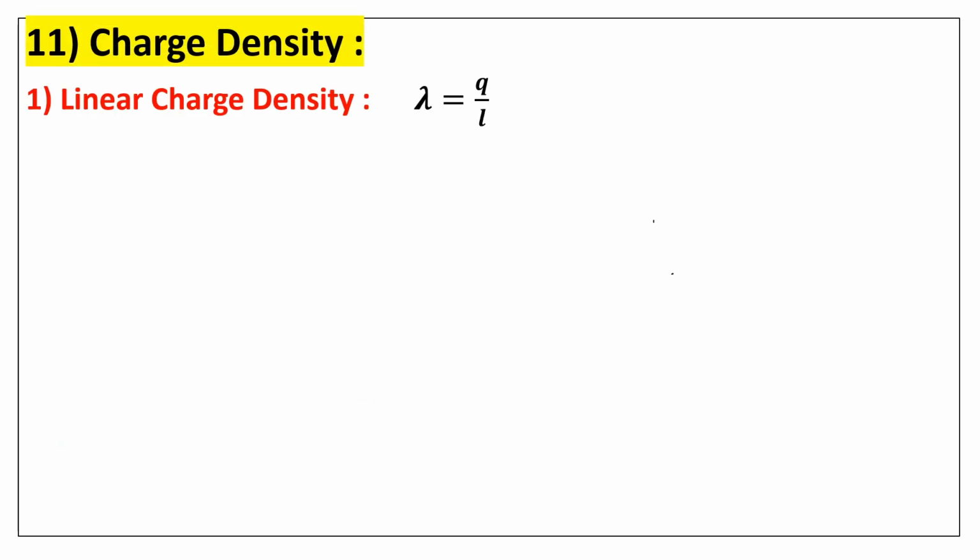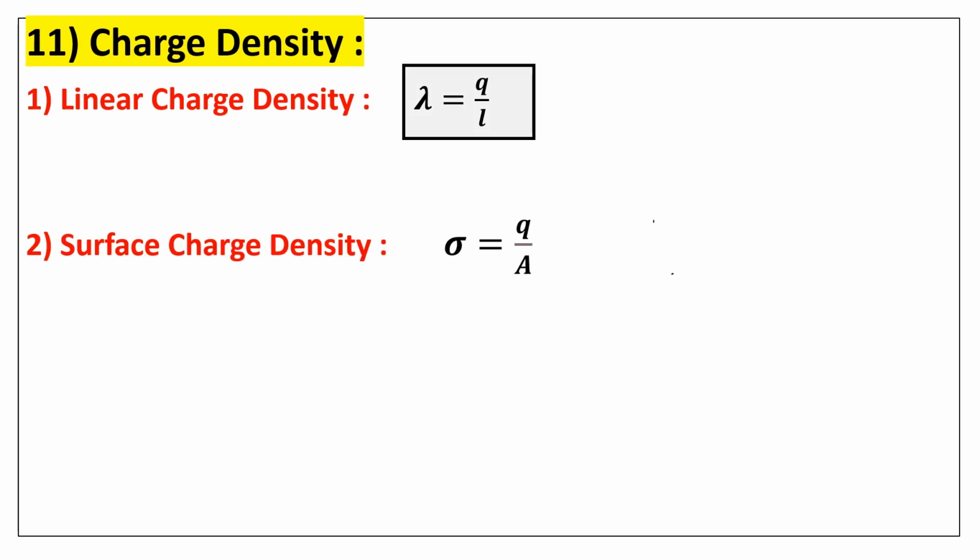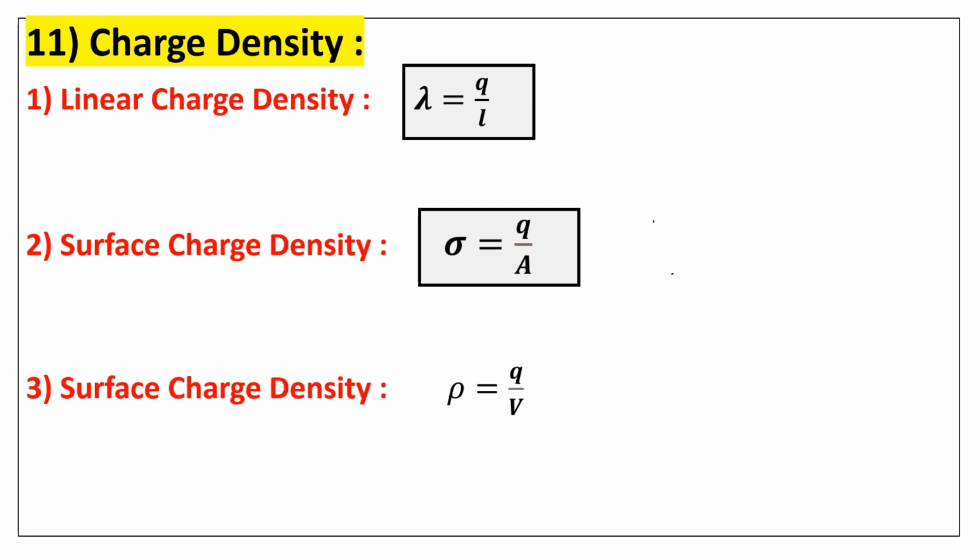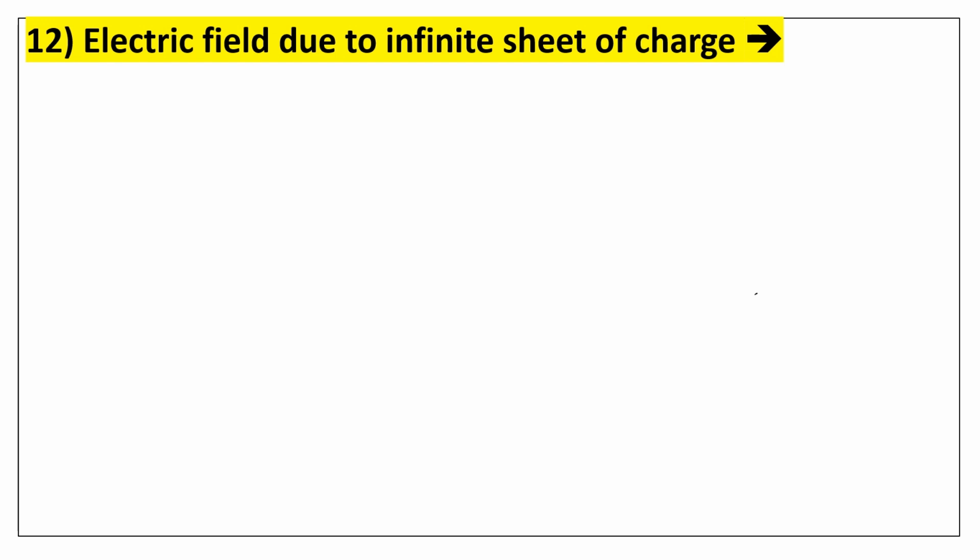11. Charge density. 1. Linear charge density. Lambda is equal to Q by L. 2. Surface charge density. Sigma is equal to Q by A. 3. Volume charge density, rho is equal to Q by V.